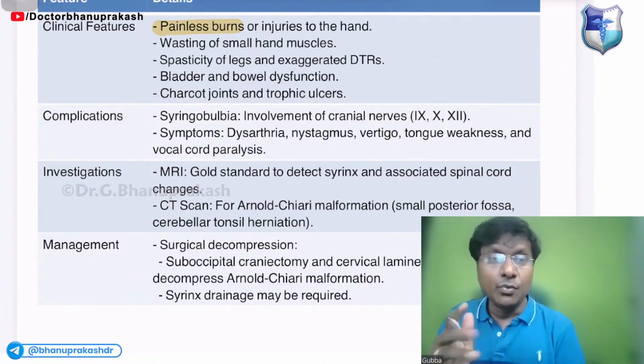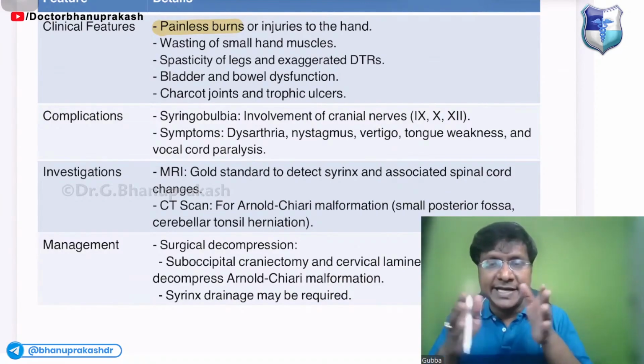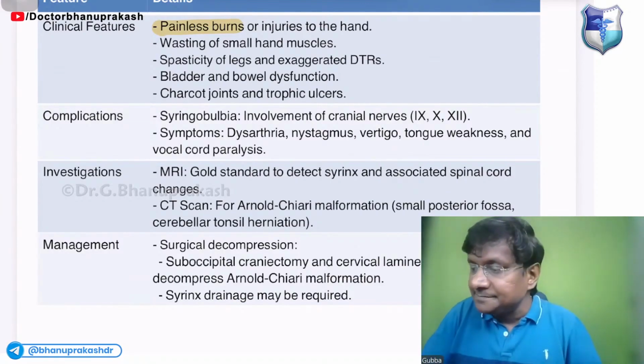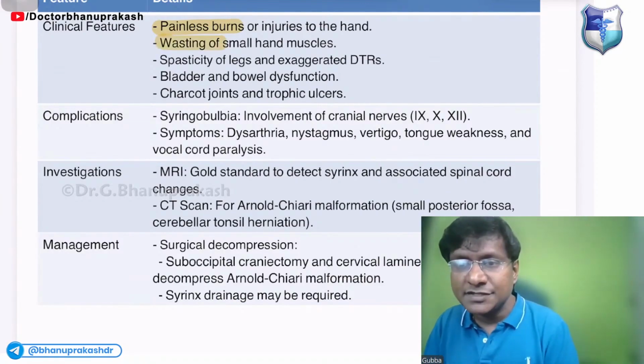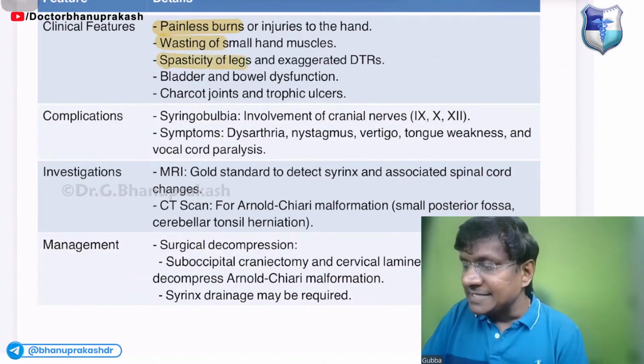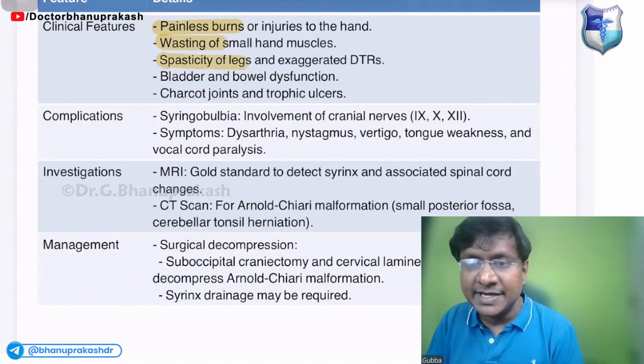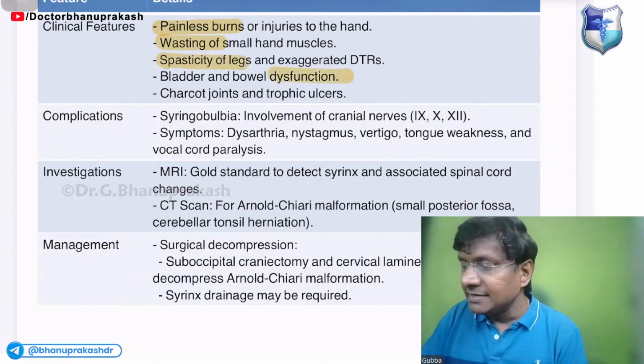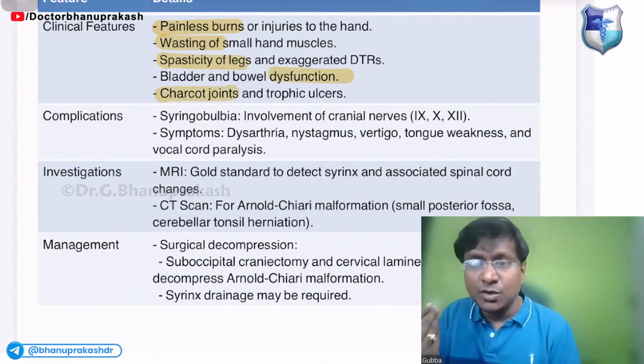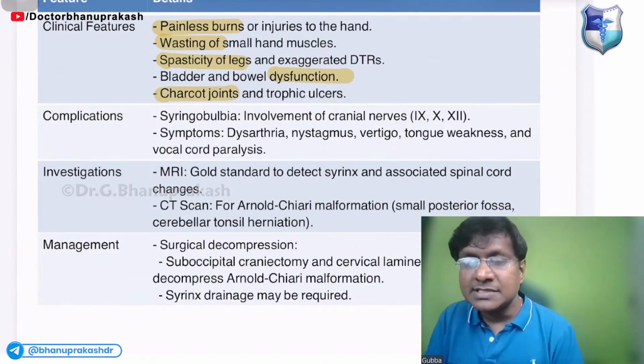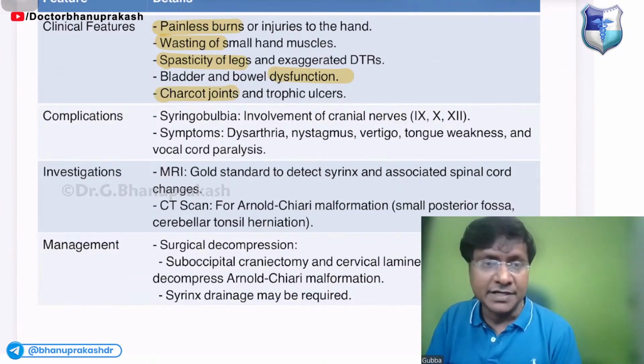And not only that, when this syringomyelia or cavitation extends onto the corticospinal tract, there can be wasting of the small muscles, there can be spasticity of the legs as well as exaggerated deep tendon reflexes, there can be bladder and bowel dysfunction. And because the pain sensation is being lost, they will have Charcot's joints as well as trophic ulcers.